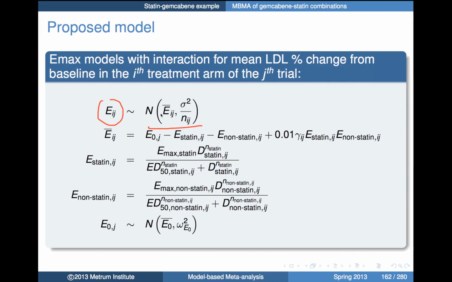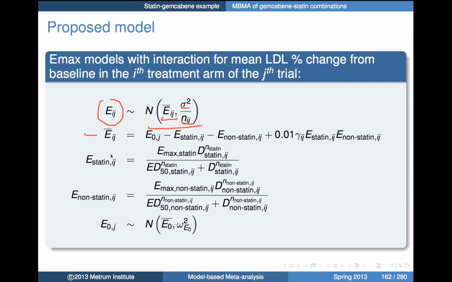Okay, so we've got normal, where we've got some mean. So this is our expected value for our LDL percent change from baseline. Some variation, which is sort of a model estimated standard error for our predicted value here. And so we're going to be estimating sigma squared as a parameter, and then n is just the sample size corresponding to the particular sample mean.